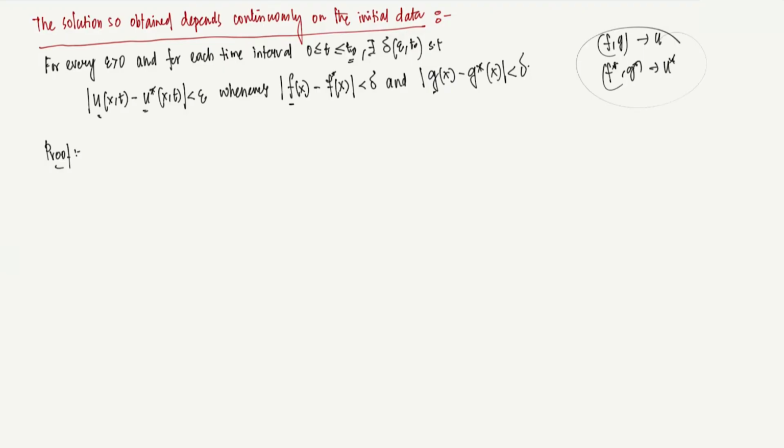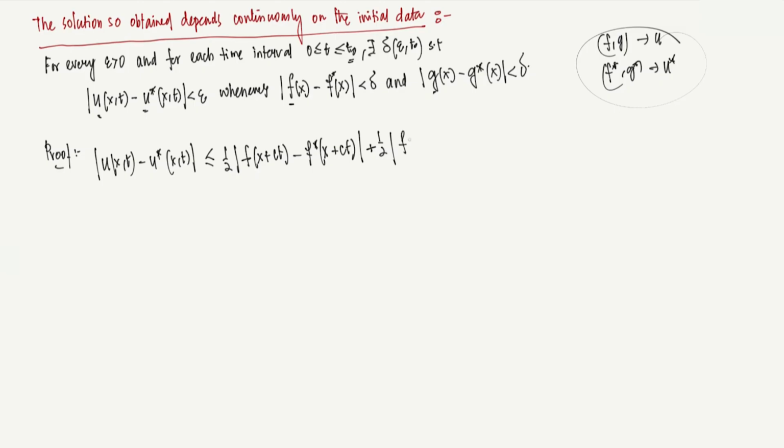Clear? Okay. So you see, the modulus of u of (x, t) minus u star of (x, t) can be dominated by half times the integral, f of x plus ct minus f star of x plus ct, right, plus half of, so I will just put modulus everywhere.